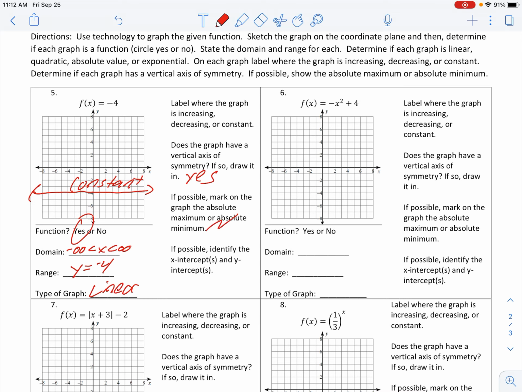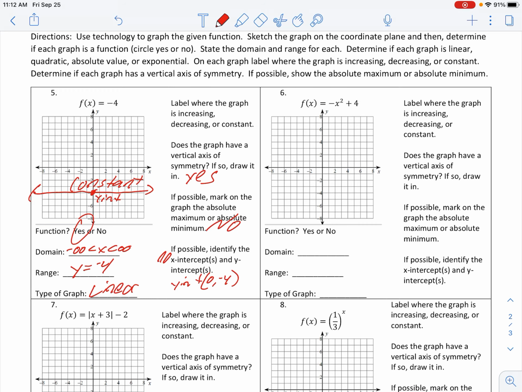We're going to say no. And if possible, identify the x and y intercepts. We've talked about that a couple times, and we're trying to jog your memories on what an x and y intercept is. The x-intercept is where it crosses the x-axis. Is it ever crossing the x-axis? The answer is no. Is it crossing the y-axis? The answer is yes. So we have a y-intercept at (0, -4), but we have no x-intercept, okay? We'll keep talking about that.